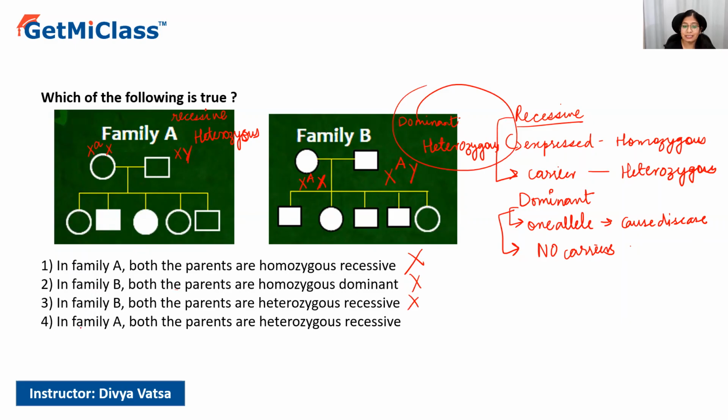In option 4, we see in family A, both the parents are heterozygous recessive. Absolutely correct. That is why some of the sons and daughters don't have the disease. So option 4 is going to be the correct option for this question.